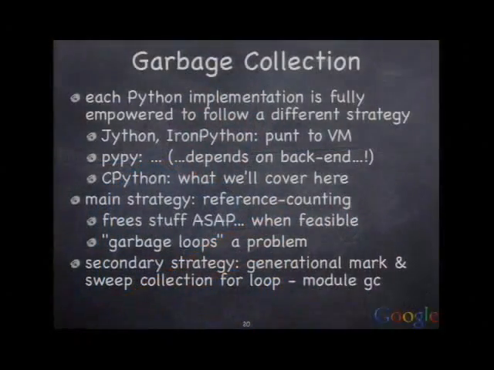So the main strategy for CPython garbage collection is reference counting. Why reference counting, which is like an antediluvian technique? Because it frees everything it can as soon as it can with, maybe not minimal cost, but the cost is very nicely spread out in general. It's not always feasible due to the garbage loops, and so we have a secondary fallback strategy, which is a generational mark and sweep, just three generations, but that's generally plenty.